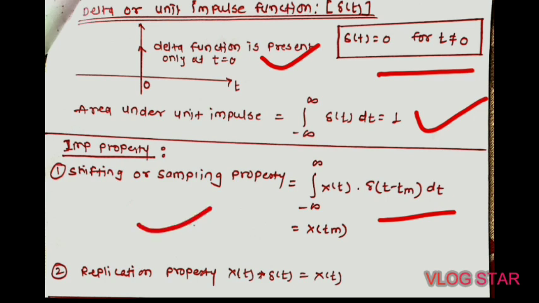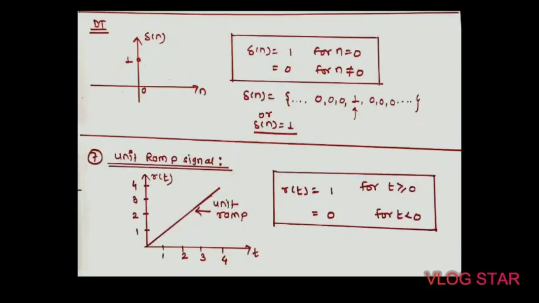The other property of a delta function is the replication property. It states that x of t convolution with del of t is equal to x of t. This property can be stated in words as the convolution of any function x of t with the delta function yields the same function, that is x of t, and the sign star indicates that it represents the convolution.